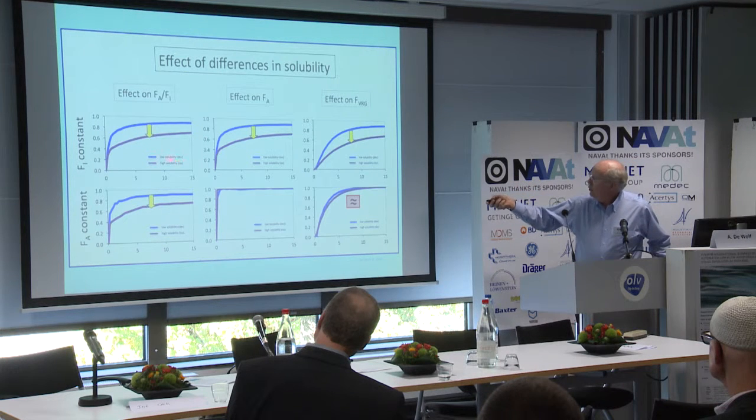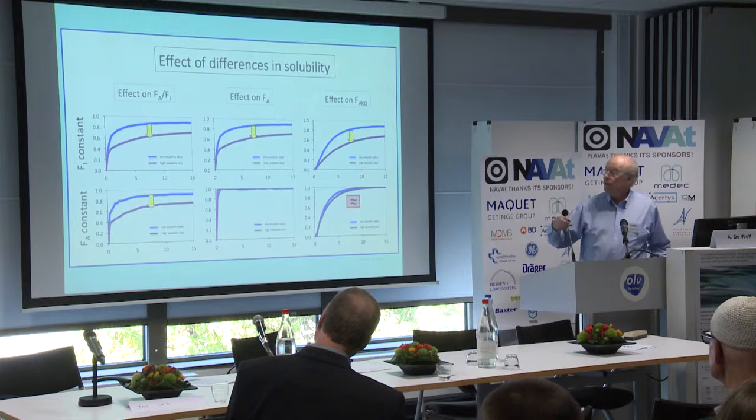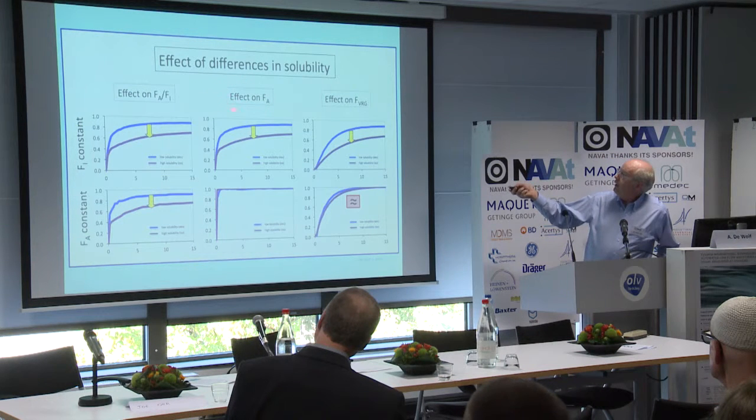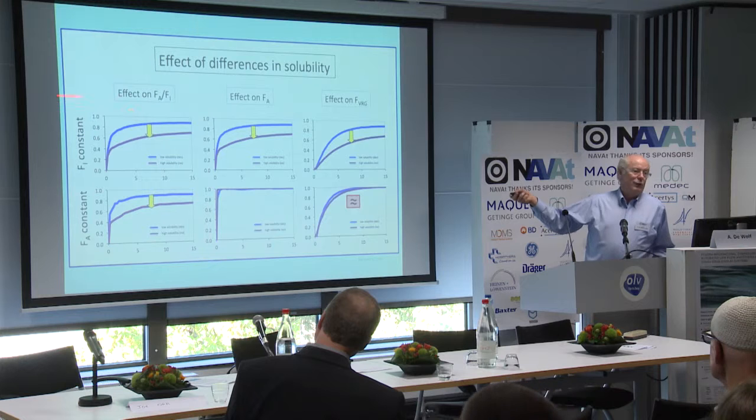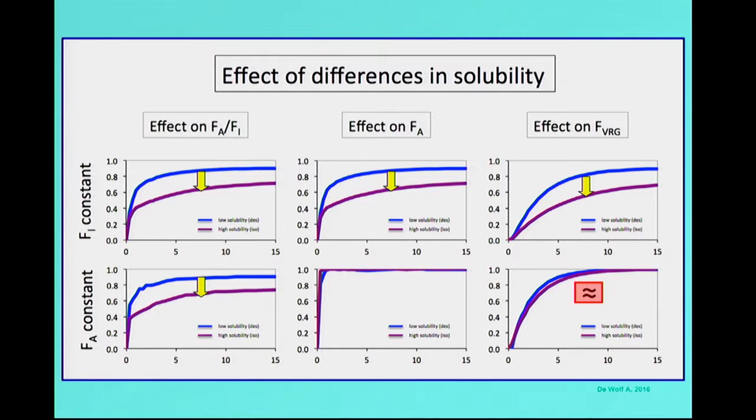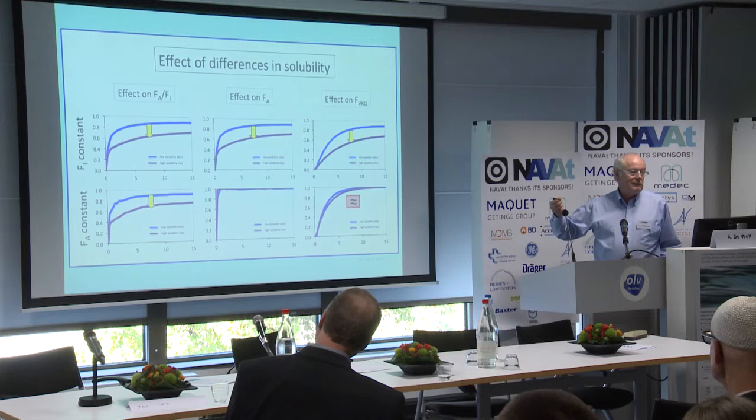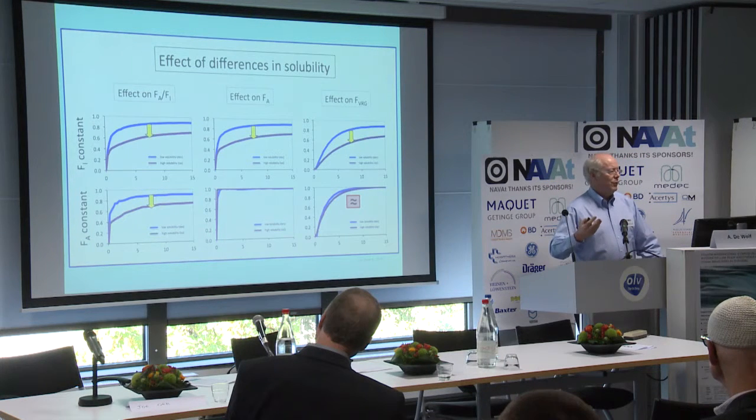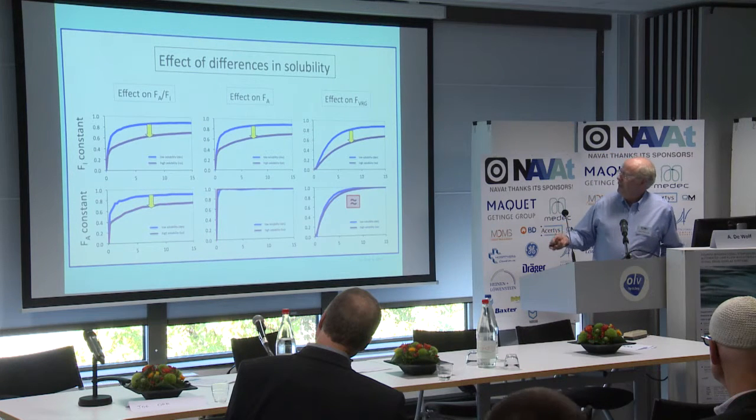If we have a low soluble agent in light blue versus a high soluble agent in purple, in this case desflurane and isoflurane, the effect of solubility means that, as we know from before, an increase in solubility will push the FA-FI curve down. It will push the FA down, and it will delay the rate of rise of your partial pressure in the vessel-rich group. This is what we know. This is what we have always been taught by Eger. This is a fact. It's well accepted.